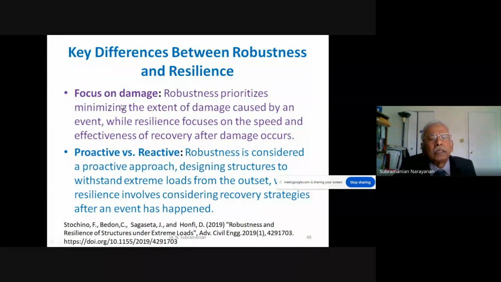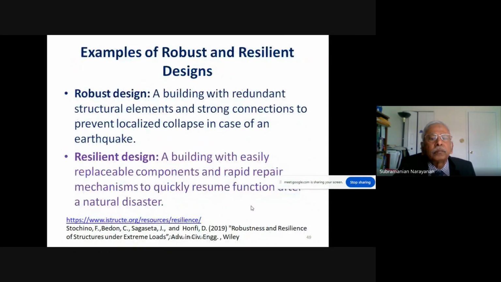Robustness prioritizes minimizing the extent of damage caused by an event, while resilience focuses on speed and effectiveness of recovery after damage occurs. Robustness is considered a proactive approach, designing structures to withstand extreme loads from the outset, whereas resilience involves considering recovery strategies after an earthquake has happened.